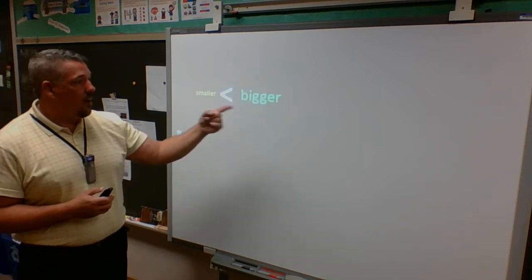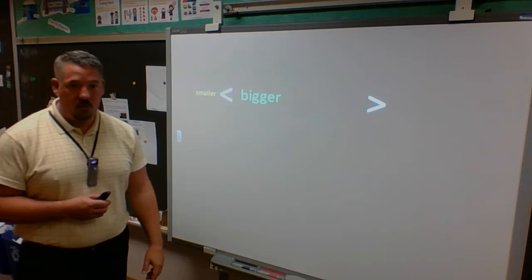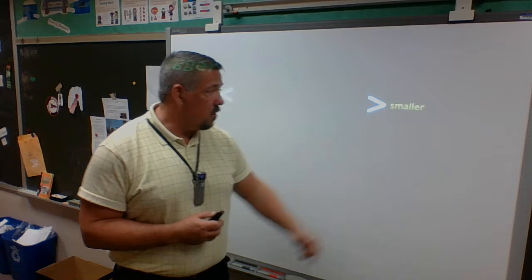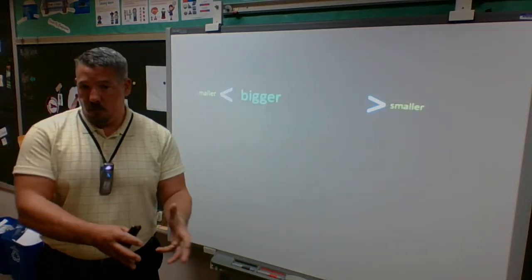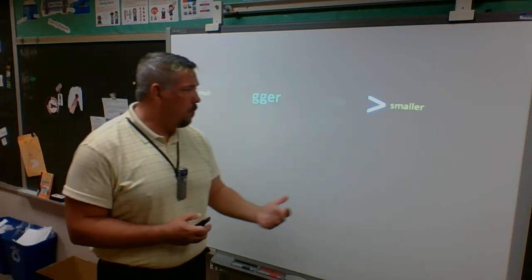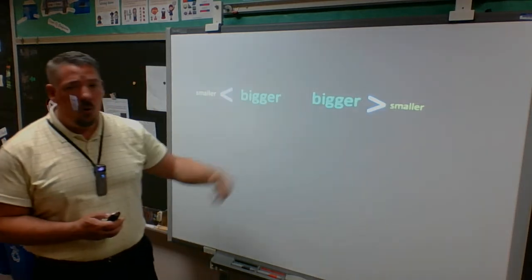In the same way, if I have the opposite one pointing the opposite direction, then the arrow is going to be pointing once again to the smaller number. The arrow always points to the smaller number. So writing them down backwards should never be a problem, because if that's smaller, I know that has to be bigger.